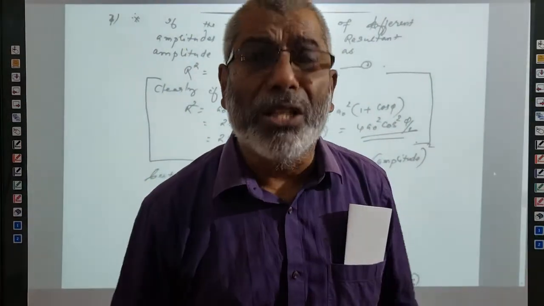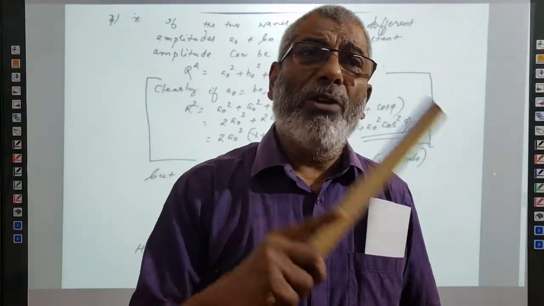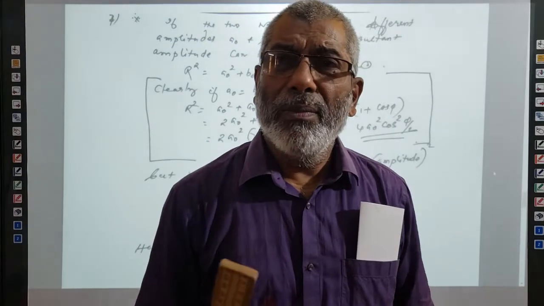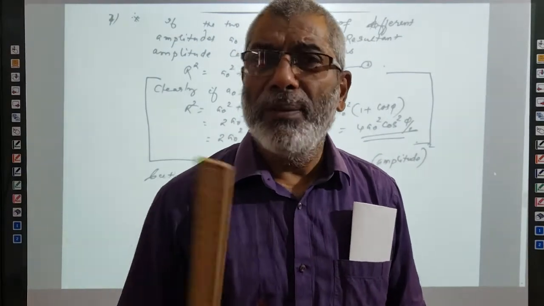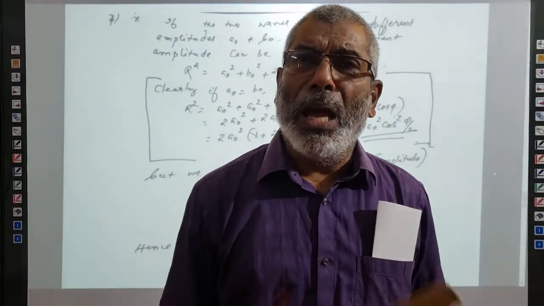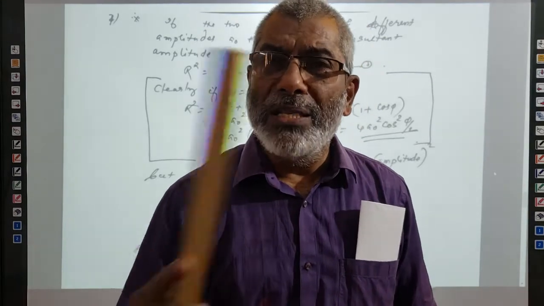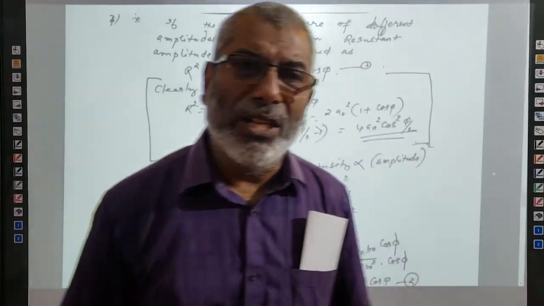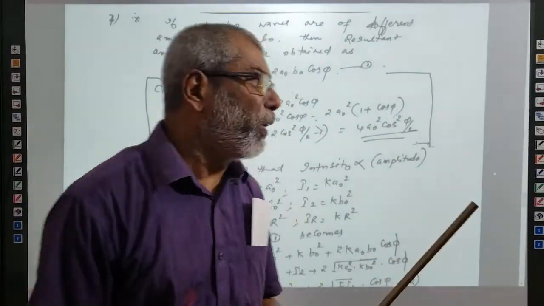means different intensities. Suppose the first wave has an amplitude a0, hence it has an intensity I1. The second wave has an amplitude B0, hence it has an intensity I2. Then how we can analyze it, that is the next topic I am going to explain to you.